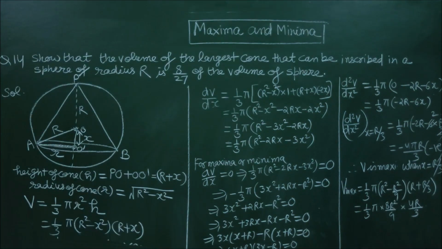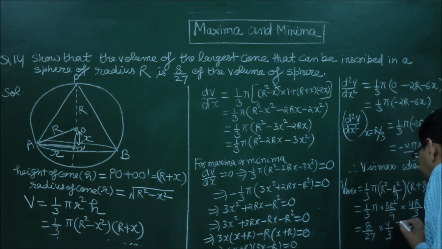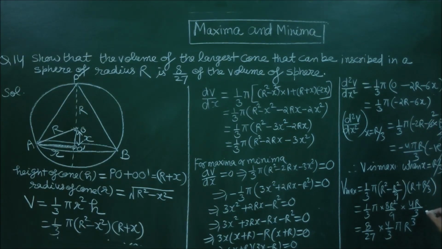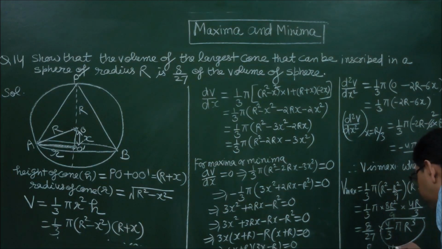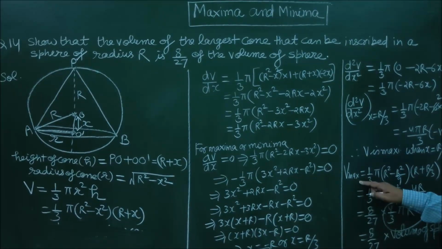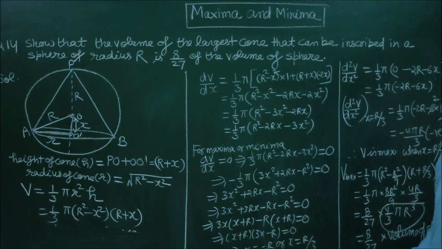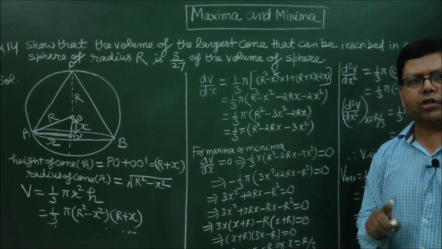So this is equal to 8 upon 27 into 4 upon 3 pi r cube. So this is the volume of the sphere. So the maximum volume is equal to 8 upon 27 into volume of sphere. So the final answer is the maximum volume of the cone is equal to 8 upon 27 times the volume of the sphere. So with this the question is complete.